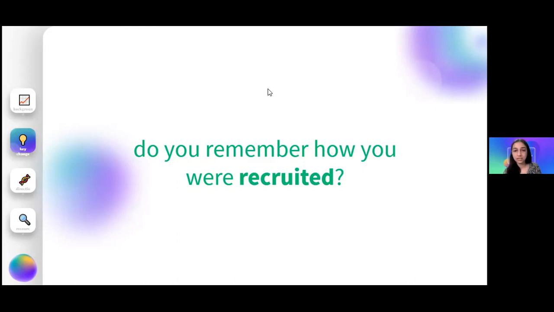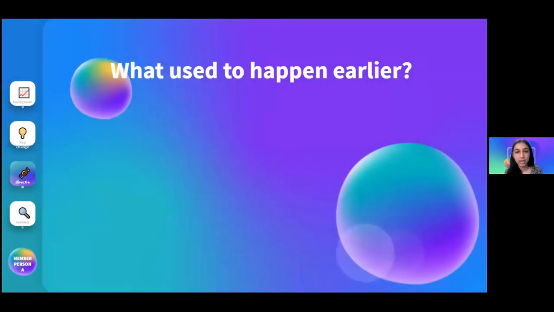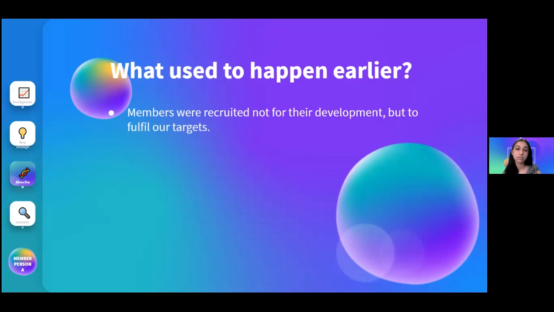Now, when we look at what used to happen in the selection process before, we come to a conclusion, okay? These are some points that will help you relate to what used to happen, but also think about what happens in the entity right now. So what used to happen earlier, especially when I was being recruited or when I was recruiting, is we did not recruit members for their development.